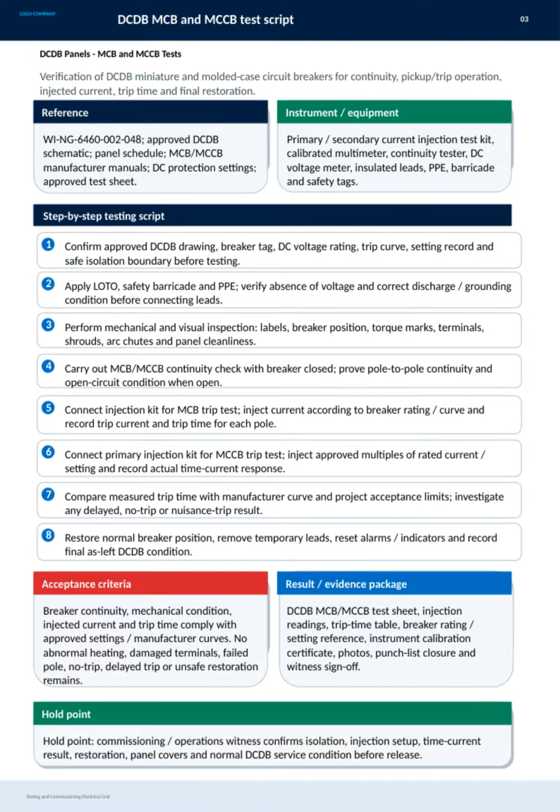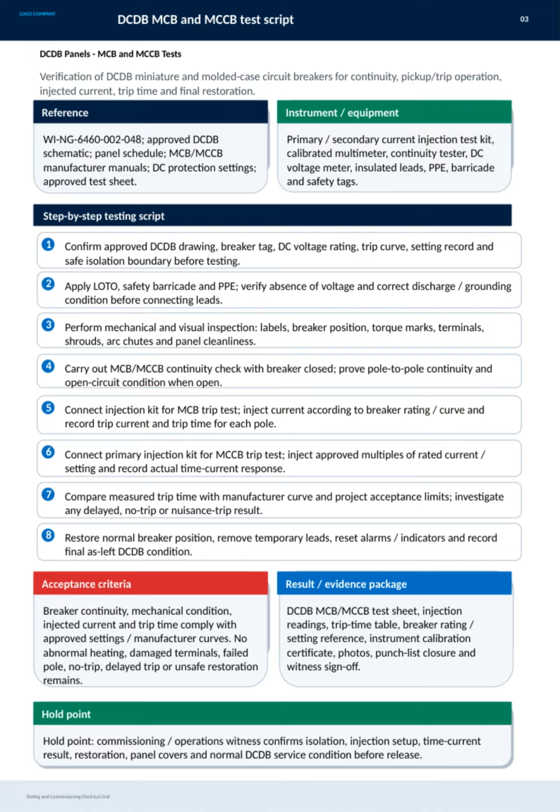For MCCBs, we do primary injection tests with rated current multiples and compare the results against manufacturer curves and project acceptance limits. Any anomalies like delayed trips, no trips, or nuisance trips must be thoroughly investigated. Once tests are complete, we restore breakers to normal positions, remove temporary connections, reset alarms, and document the final as-left condition.